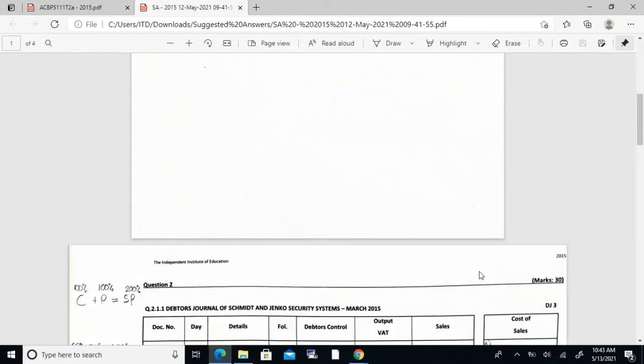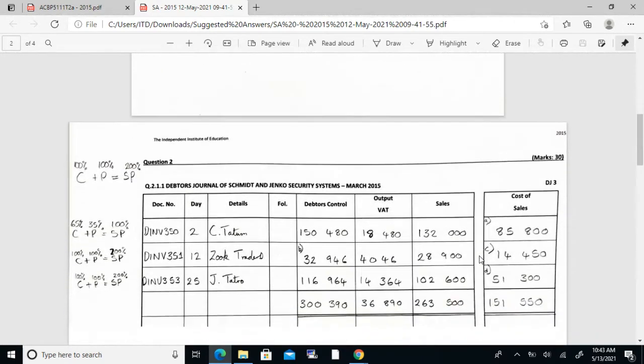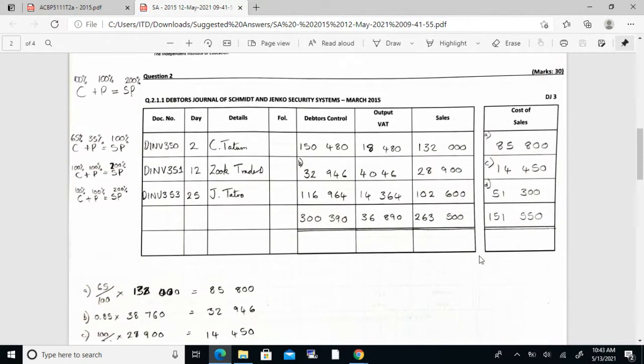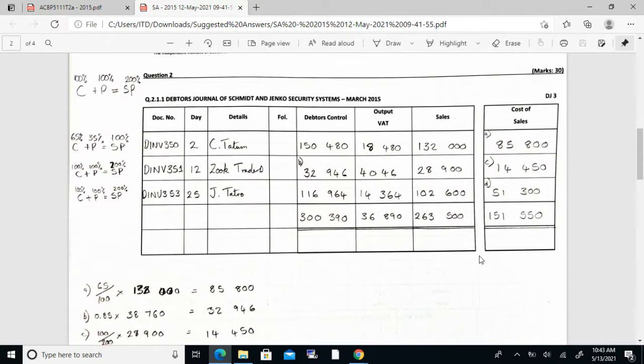Ooh. A lot more mistakes than we should have right there on 2015. But let's go to question 2. And in question 2, we have the journals. There's no running away from journals, guys. In your test, they are definitely going to ask you to do some of the journals there.